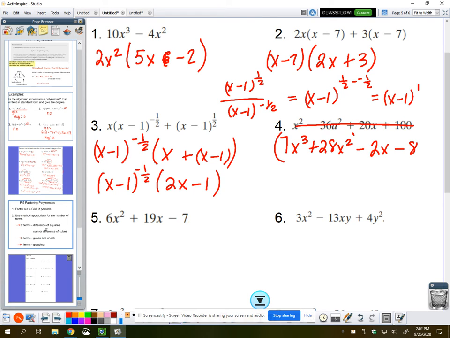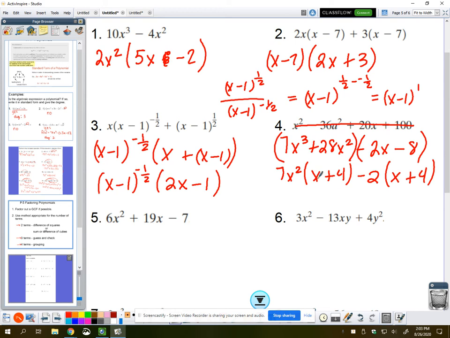So you're going to group the front 2, group the back 2. Sometimes you have to rearrange your terms so that your groups have GCFs. Usually you don't. All right, so these first 2, they have 7x squared in common. So when we divide that out, 7x to the third divided by 7x squared is x. 28x squared divided by 7x squared is 4. These 2 guys have a negative 2 in common. So if I divide negative 2x by negative 2, I get x. Negative 8 divided by negative 2 is 4.